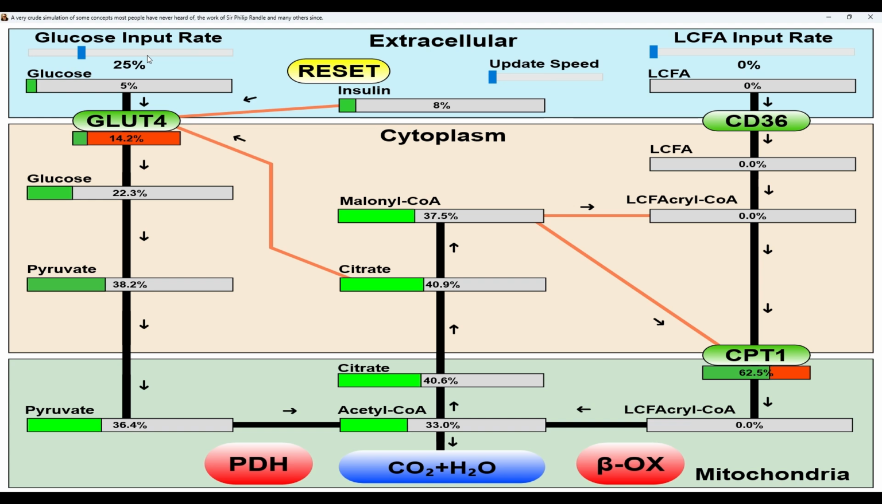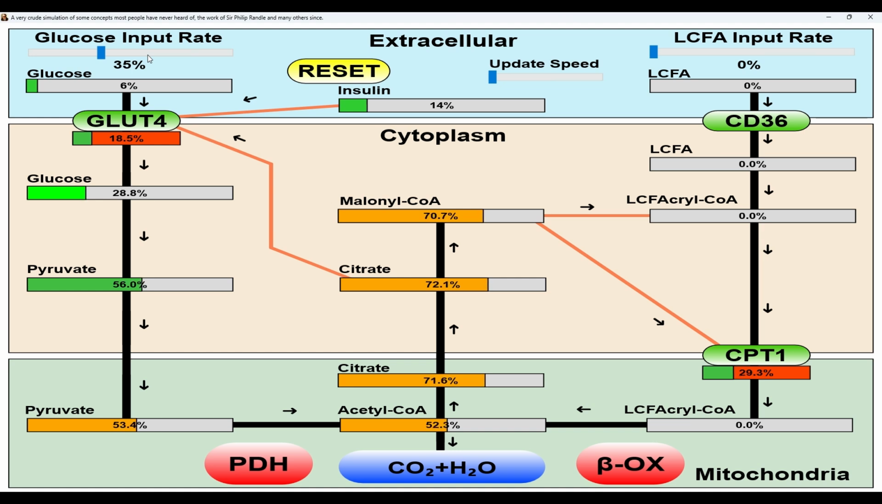The app has only 4 controls: glucose input rate, long-chain fatty acid input rate, an update rate to speed up the simulation, and a reset button to reset all the levels. The source of the extracellular glucose, or long-chain fatty acids, is from whatever source it is being derived, not just diet alone. Dietary intake, liver interactions, gluconeogenesis, and other factors may all contribute to this.